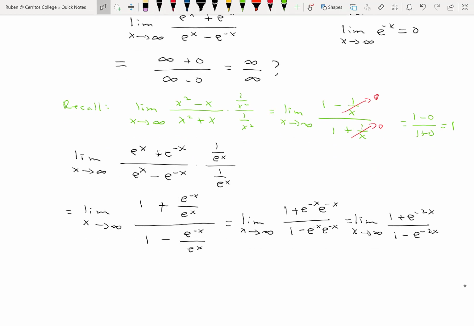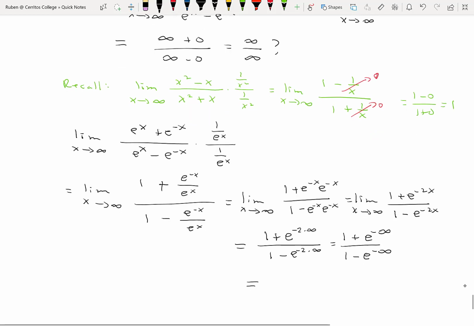And it's over. If you're not with me on its being over, let x go to infinity. So this is 1 plus e to the minus 2 times infinity over 1 minus e to the minus 2 times infinity. Negative 2 times infinity is negative infinity. E to the minus infinity is 0. This is 1 plus 0 over 1 minus 0, which is 1. So this limit has a value of 1.